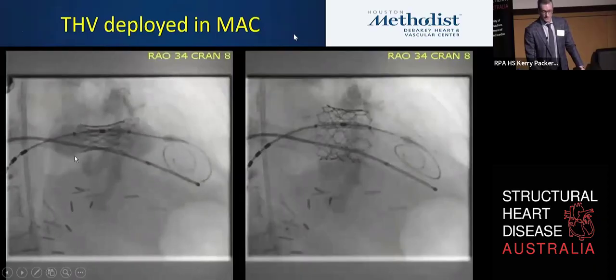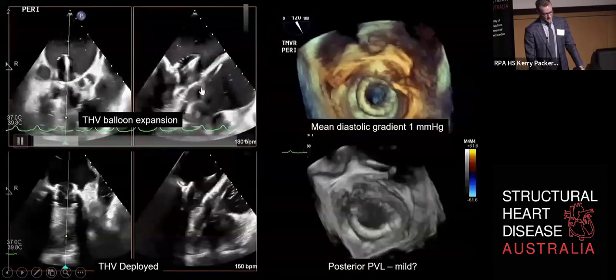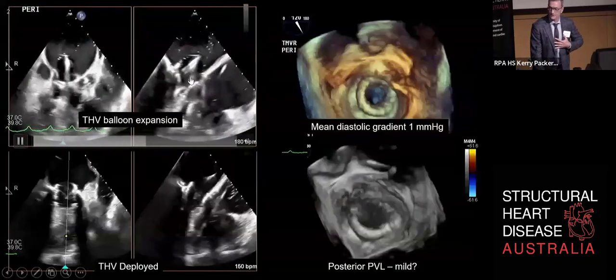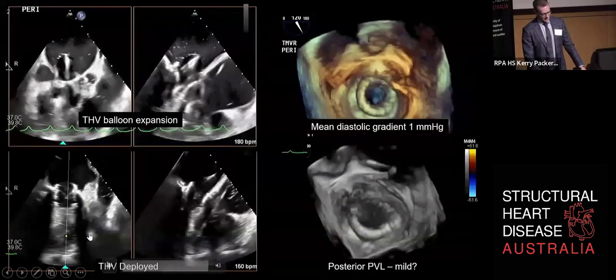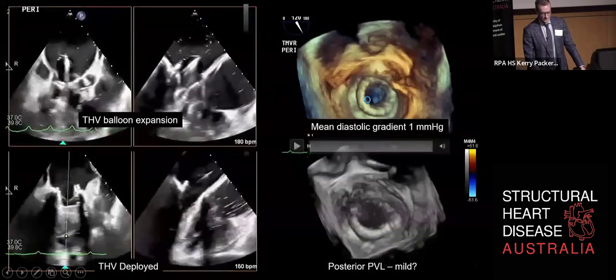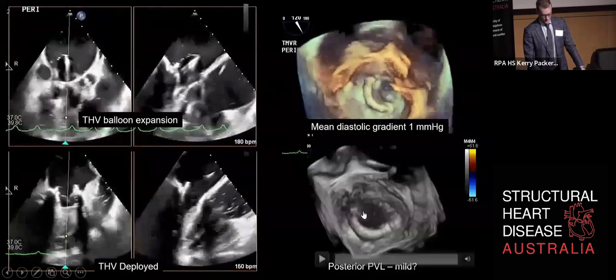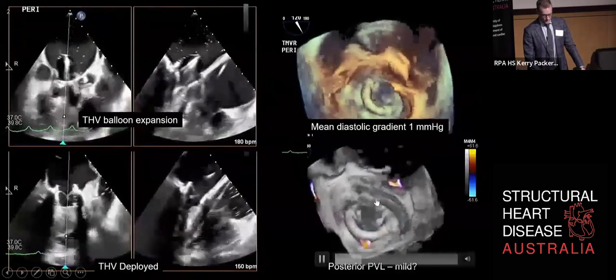So in somebody who did not really have a surgical option and had refractory symptoms and heart failure, this is the idea. I'm an echocardiographer, so I'm going to show you the echo pictures. I can go through most of this. This is the balloon expansion. This is the image after the Sapien valve deployed in the mitral position. And this is sort of the color shot.